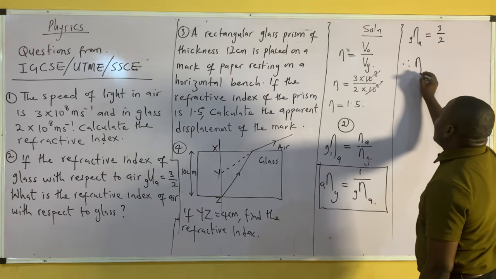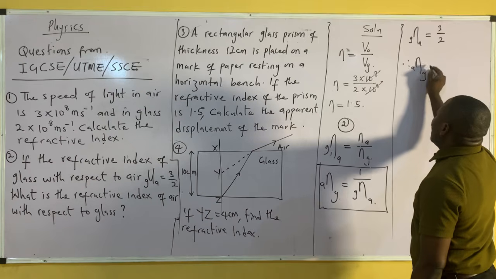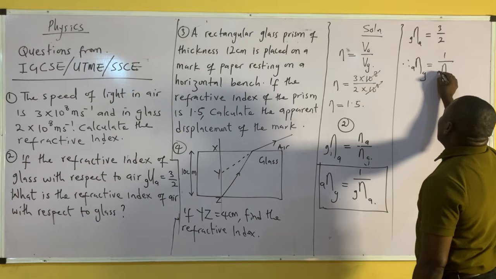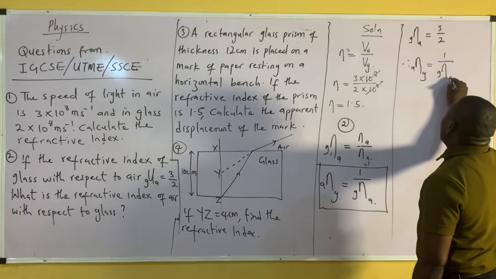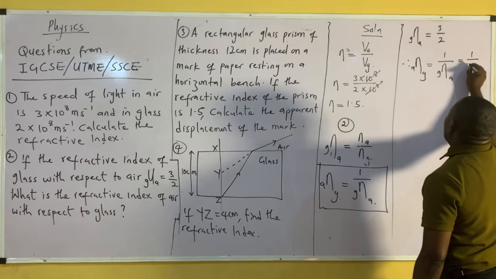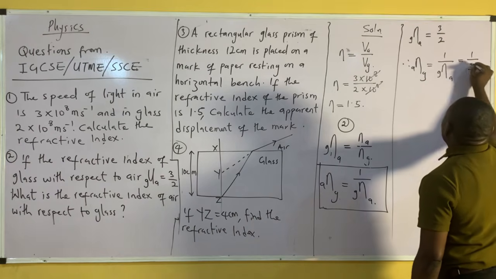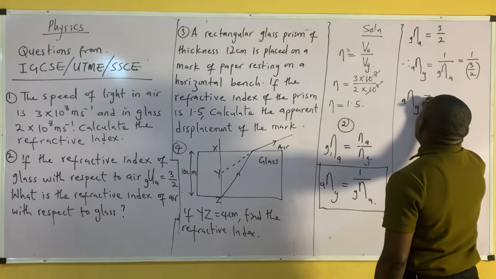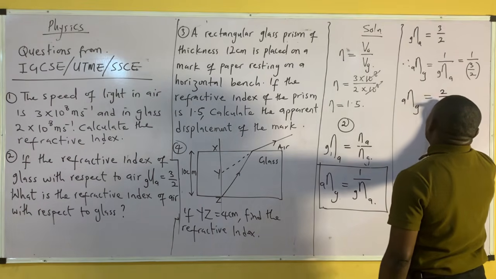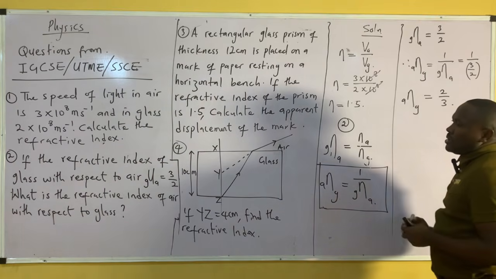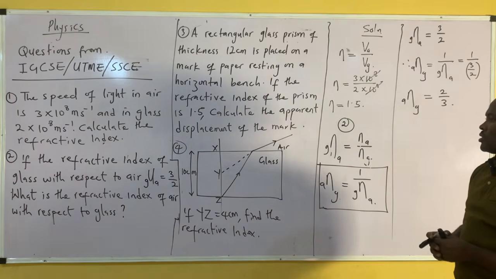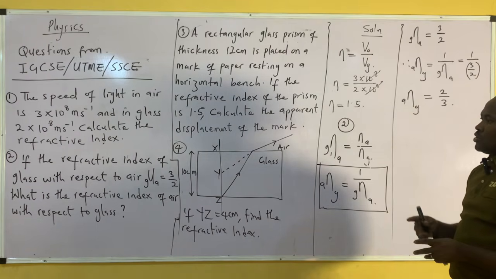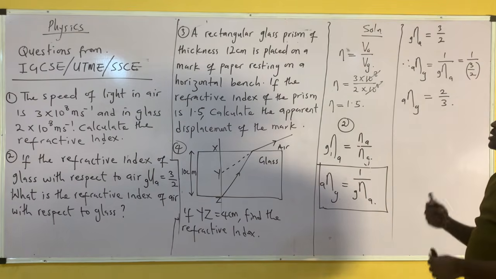Therefore, the refractive index of air to glass is equal to 1 over refractive index of glass to air. So it's equal to 1 over 3 over 2. So the answer of refractive index of air to glass is now equal to 2 over 3. That's the way that question is solved because it's a question under the reversibility of light. So air to glass, then glass to air.